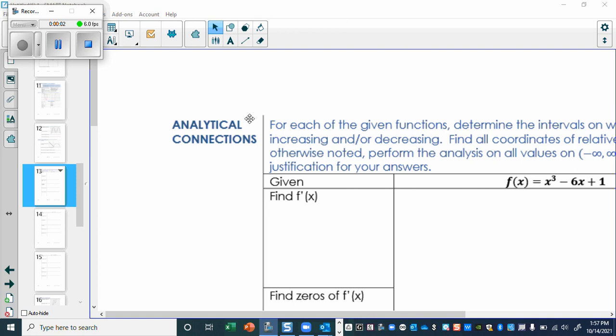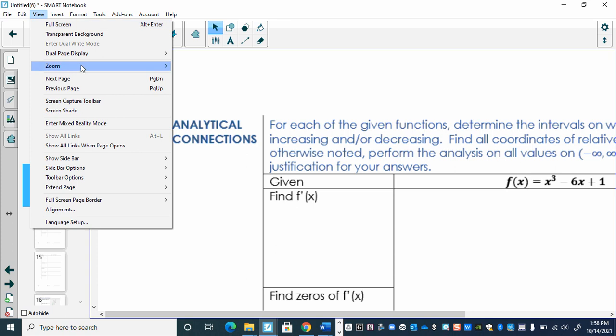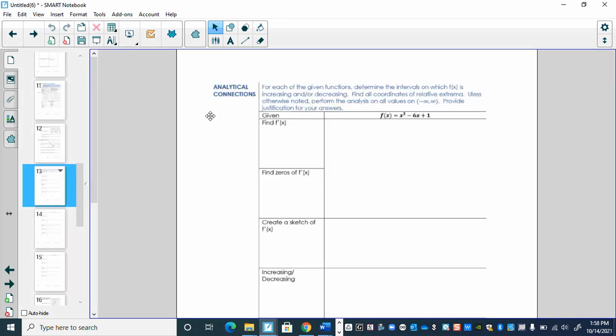We are going to look at a function and work with it analytically to answer some questions about f prime of x and f of x, just using the skill sets that we have. Let me change this view to 100% so we can see this a little bit better. For each of these, we're just going to follow the steps here.